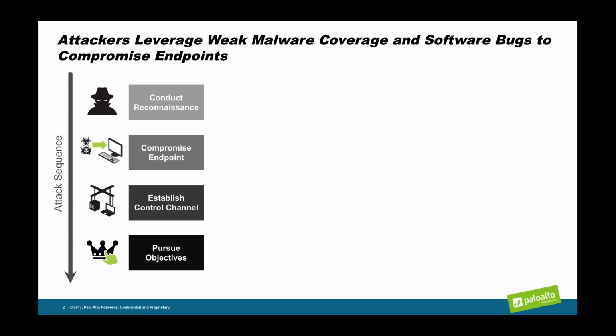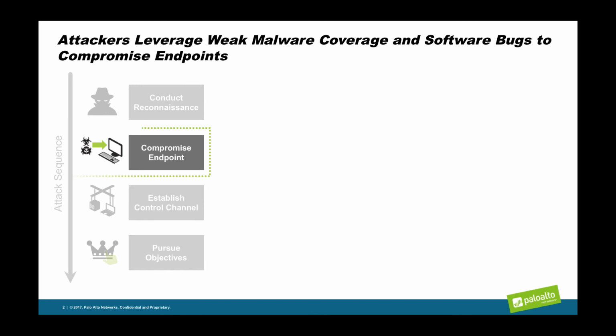Once they have compromised an endpoint, attackers can establish a channel to their command and control mechanism to retrieve additional instructions, download malware, or carry out other actions to pursue their objectives. So compromising an endpoint is often the first step in an attack. Let's turn our focus on what attackers do to compromise endpoints.